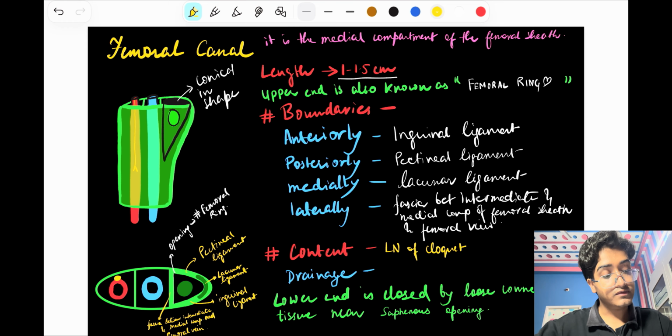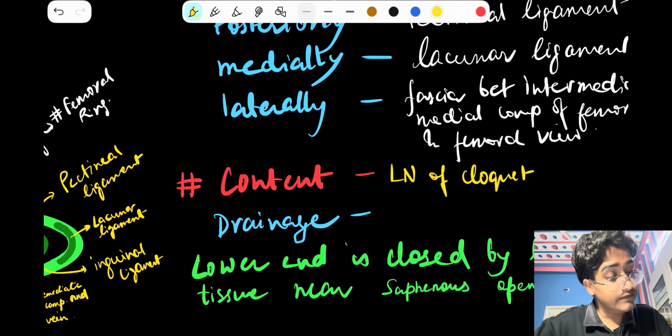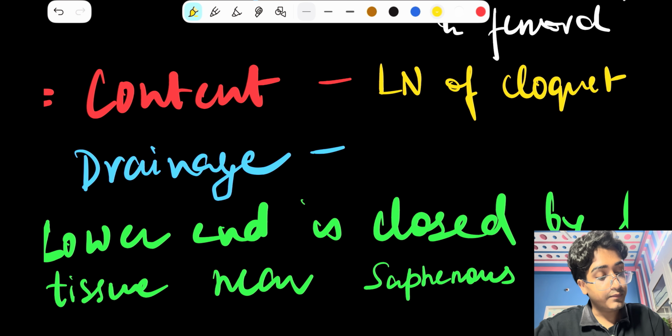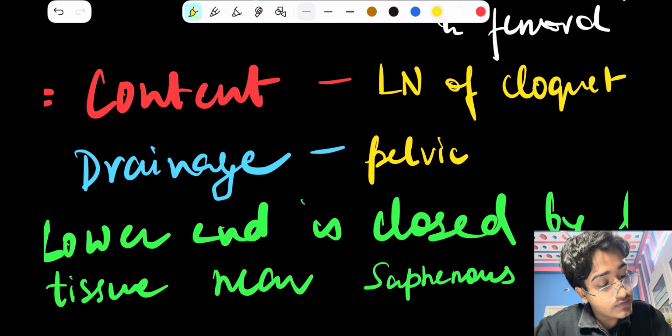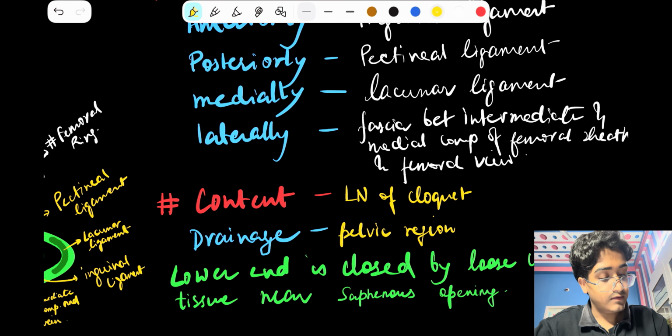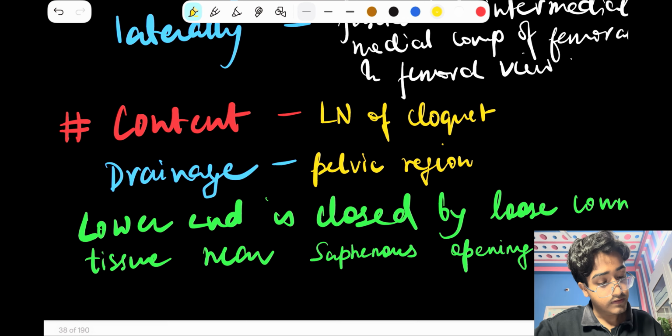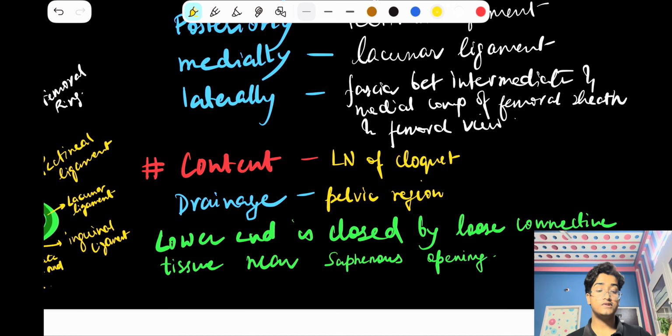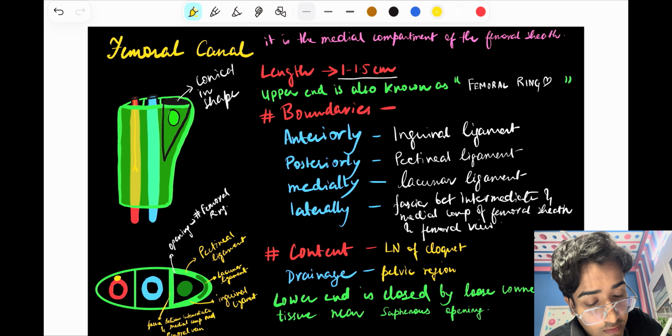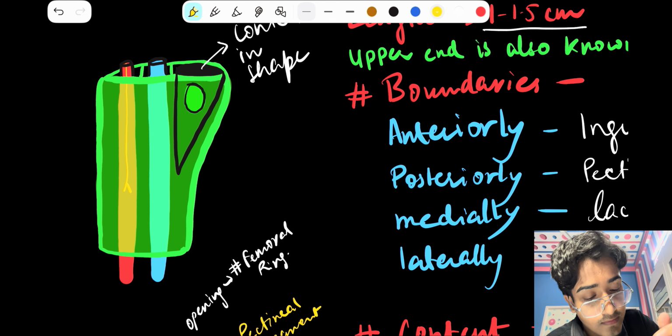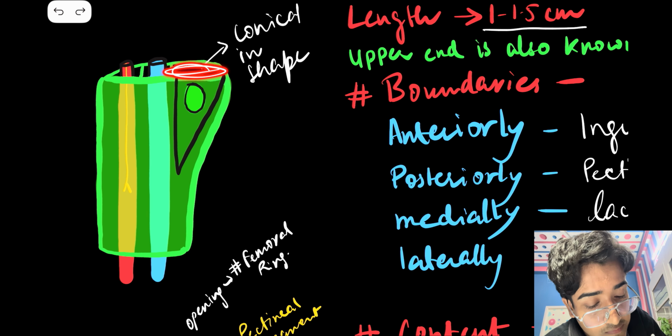Okay, so we have studied about this upper end. This lymph node of Cloquet drains the pelvic area, the pelvic region. And the lower end of this: now see, this is the femoral canal. This is the opening part. This is the opening which is open, and this is known as the femoral ring.